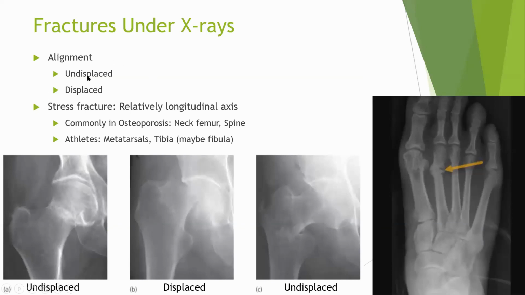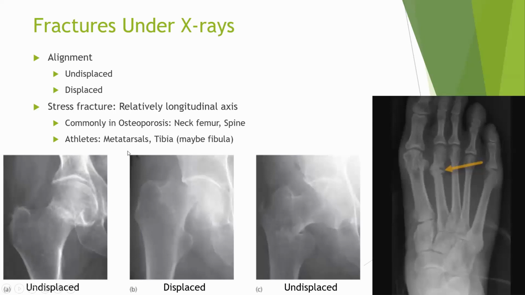So alignment: is it undisplaced or displaced? Simply. And why I did put stress fracture, because you have probably come across this commonly in osteoporosis for neck of femur fracture, or in the spine, that is osteoporosis in wedge fracture that we just saw. So that could be due to abnormal stresses.